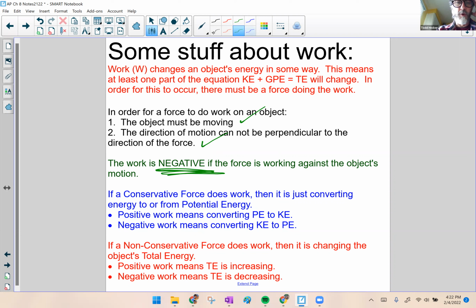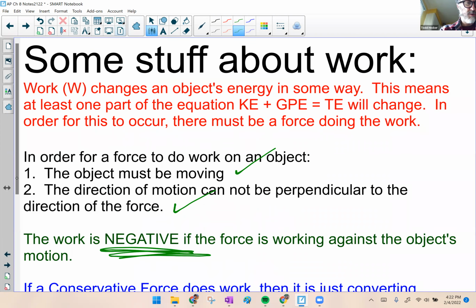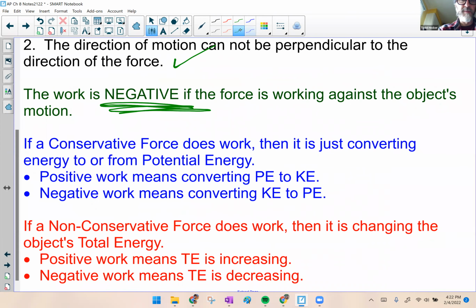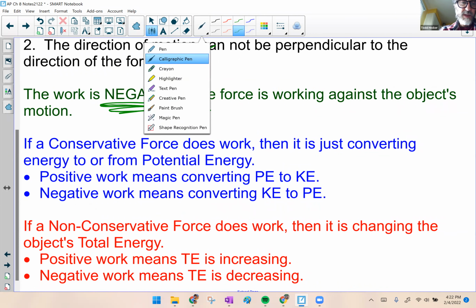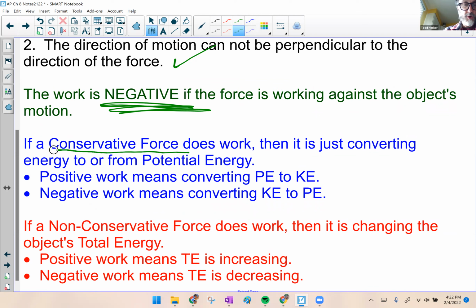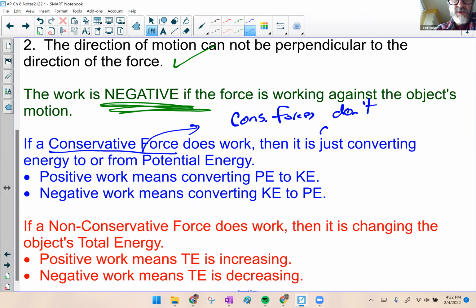Now, conservative forces are important because, as I said, I think I alluded to this a minute ago, conservative forces do not change the total energy. All they do is convert potential energy to some other form of energy. Here I wrote kinetic energy, but it could be any other form of energy.